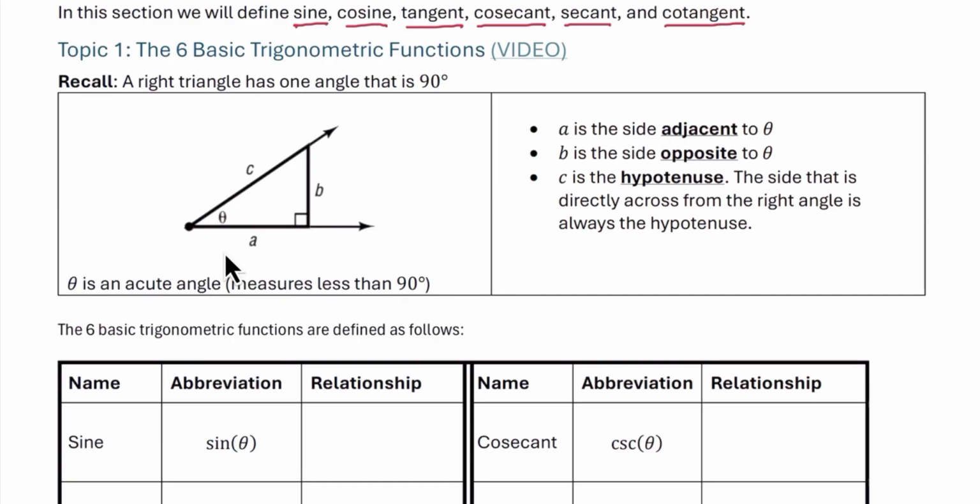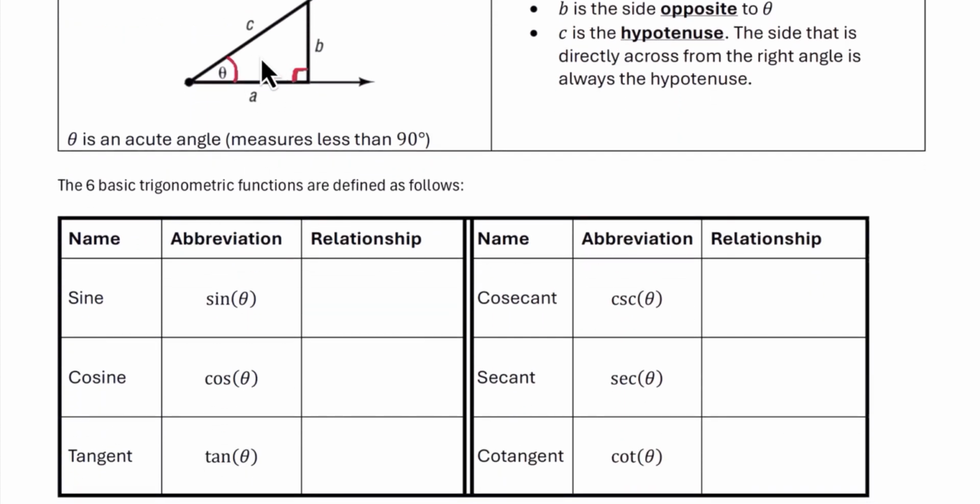Recall a right triangle has a 90-degree angle, and we'll be focusing on this angle theta to create these 6 trigonometric functions. Notice the side opposite the angle theta we are calling B. The side adjacent to angle theta, adjacent means the side touching the angle, we'll call side A. And then the longest side we call the hypotenuse. We'll label that as C.